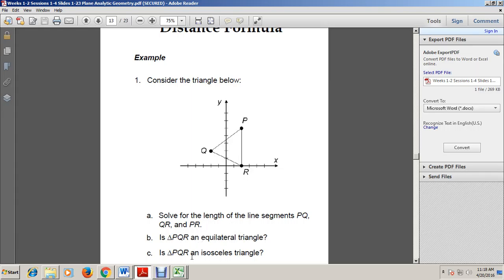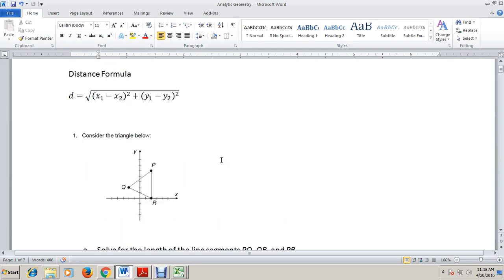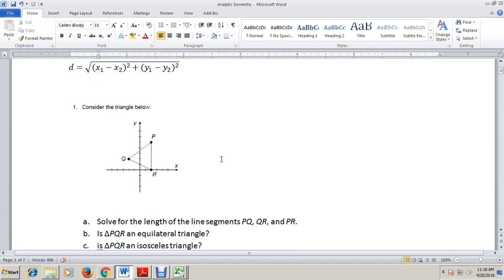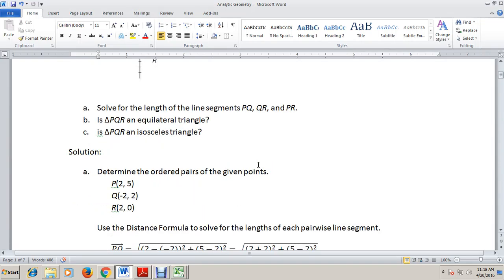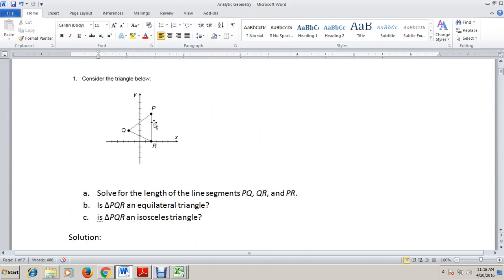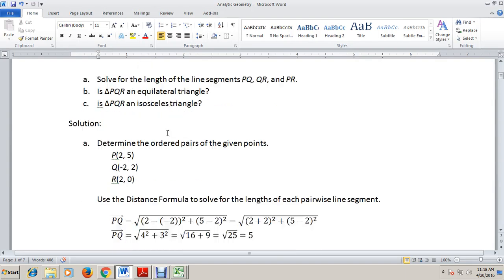Okay, so let's try to answer this example using the distance formula. Okay, so this is the solution. First step in the solution is to determine the ordered pairs of the given points. So from the figure, point P has the coordinates 1, 2, 3, 4, 5 units for y, and 2 units for x. So point P is actually (2, 5).